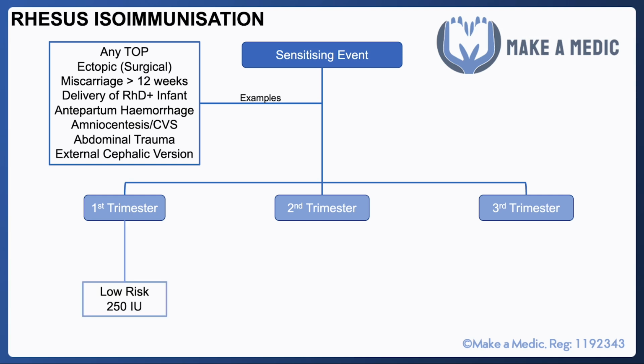In the first trimester, the fetus will have relatively little blood volume, and hence it's relatively unlikely that a substantial amount of red cells has actually leaked into the maternal circulation. So it is low risk, and you give 250 units of anti-D immunoglobulin. The idea is that it coats the red cells that have leaked into the maternal circulation such that it essentially ushers them away, like a bouncer in a nightclub, and prevents those red cells from being detected by the maternal immune system and mounting a response.